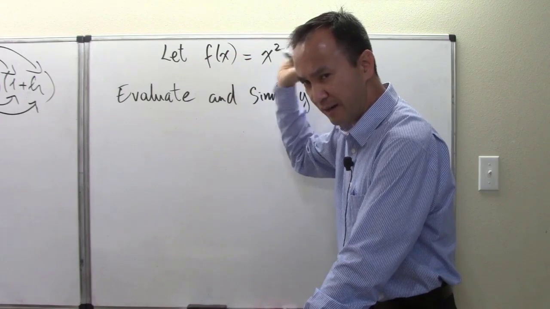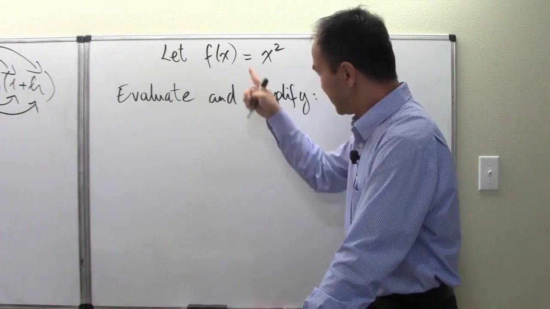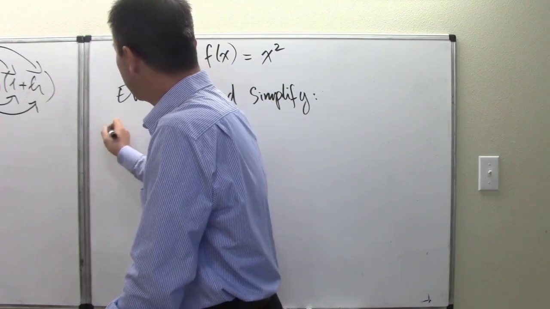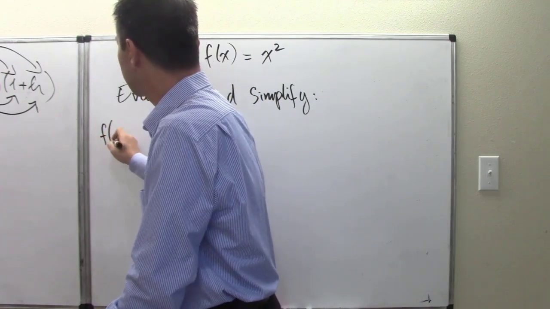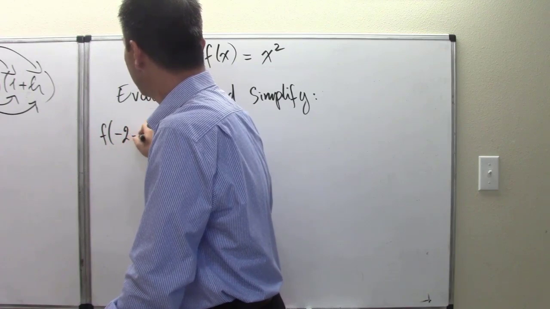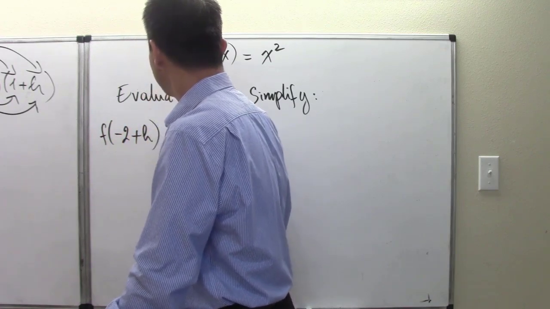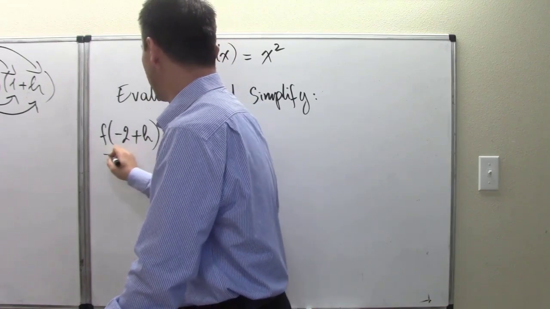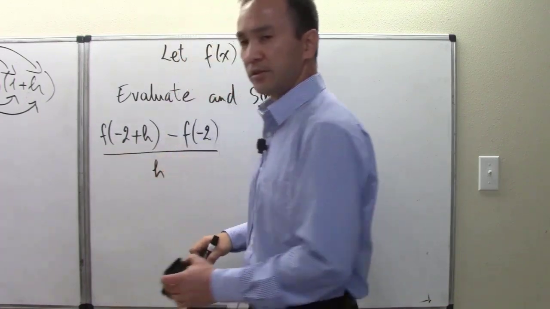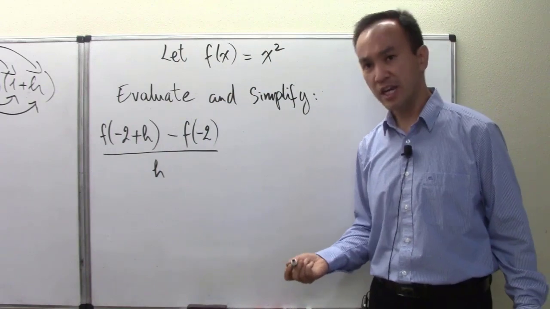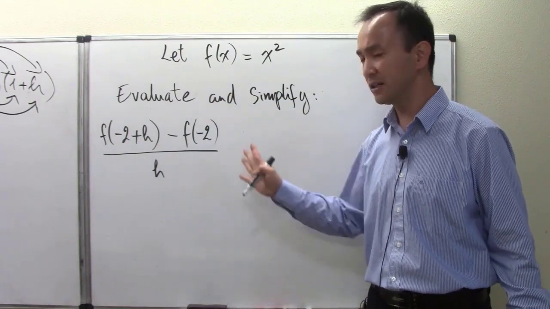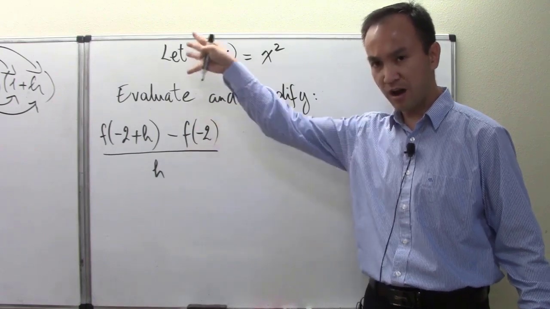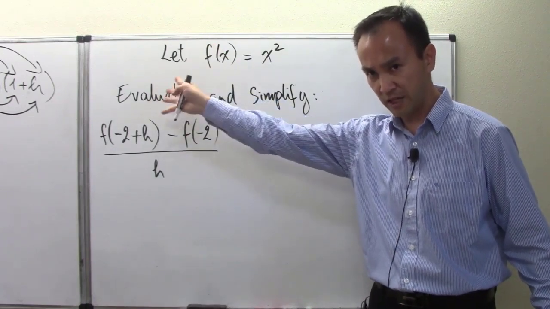Same function. We don't have to worry about switching to a different function. Let's look at, so how about f at minus 2 plus h, minus f at minus 2, and then we divide it by h. So it's a brand new problem. But before we proceed, I highly recommend start looking for something in common between this problem and the problem we have done already and erased.